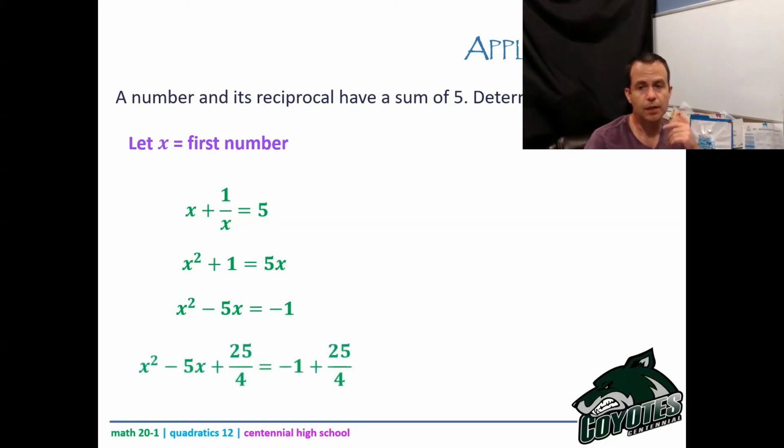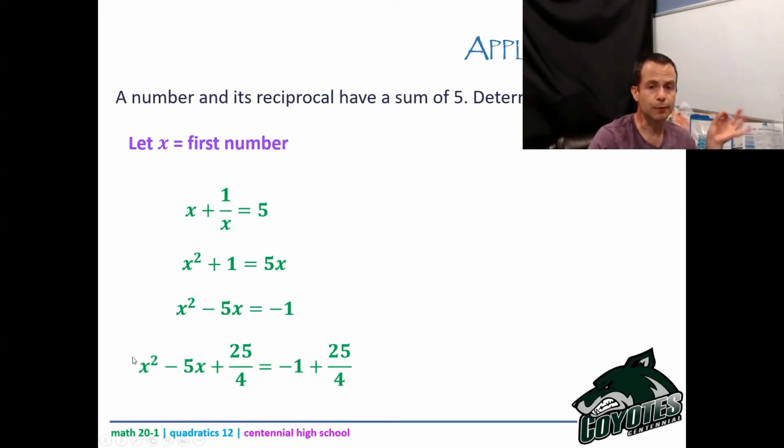Okay, so now here, for simplicity's sake, I'm going to call negative 1 negative 4 over 4. Okay, that way I have a common denominator, and then I can just add these in my head. Negative 4 plus 25 is 21. So over on the right there, I'm going to have 21 over 4. And then over on the left, well, I know that that now factors into a binomial squared. What is the binomial? It'll be x minus 5 over 2.